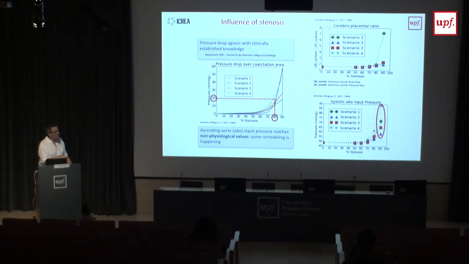So this is something which is actually totally unrealistic. There's no way that you can have a ventricle in fetal life that will develop this kind of pressures. So that means that our model is wrong. So the question is, okay, what's going wrong? Well, what we modeled is just the occurrence of the stenosis. We didn't model anything else. So that's clearly not enough.